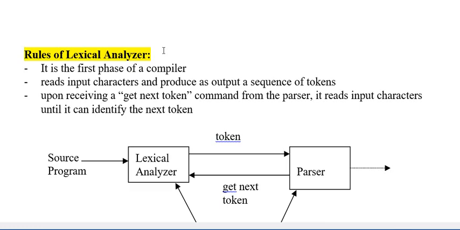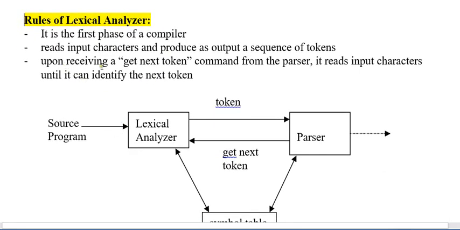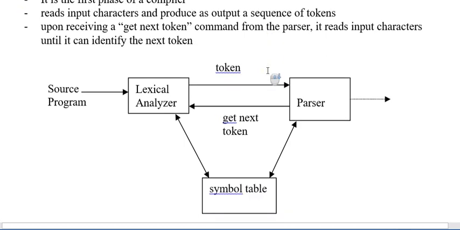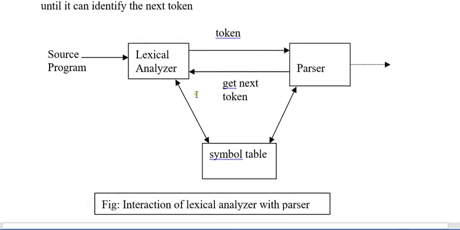It reads input characters and produces as output a sequence of tokens. What a token is and what the input characters are, we will discuss later. Moving on, upon receiving a get next token command from the parser, it reads the input characters until it can identify the next token. From this diagram we will be clear about these roles.